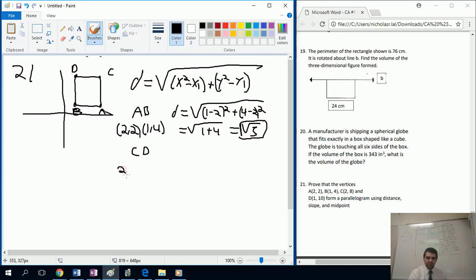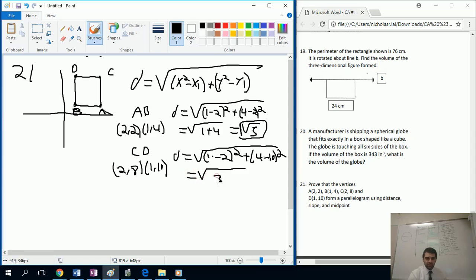CD, that's (2, 8) and (1, 10). This distance is going to be equal to the square root of (1 minus 2) squared plus (4 minus 10) squared. So it's going to be equal to the square root of 36, which is going to be equal to 6.